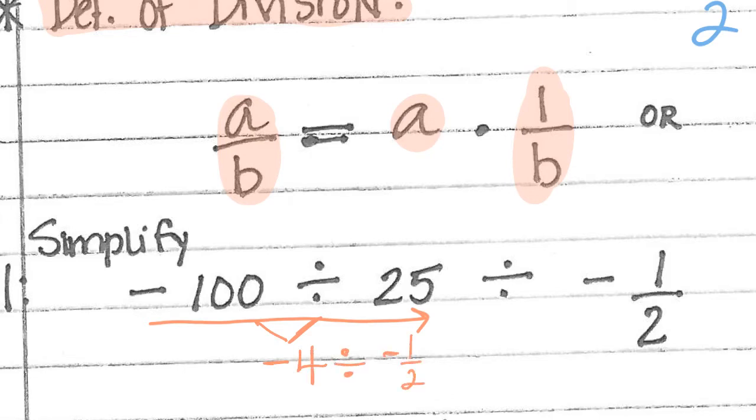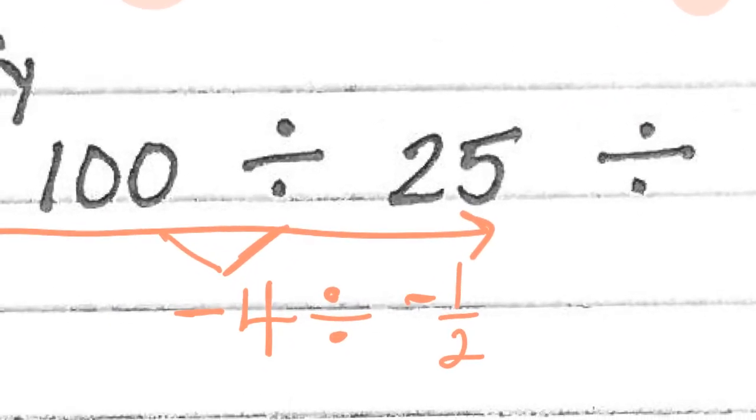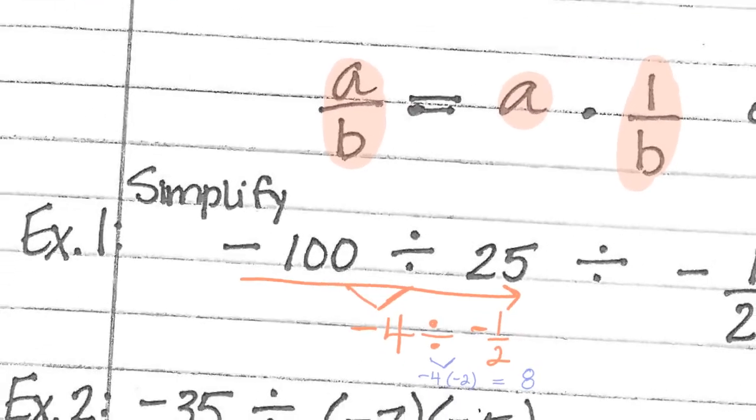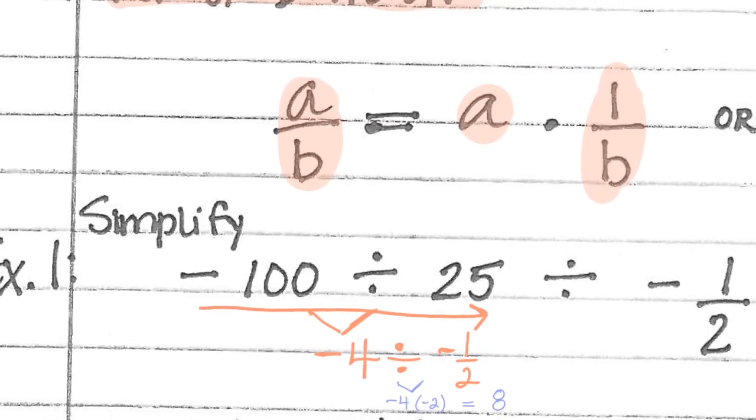And now I'm dividing by negative 1/2. But am I really dividing by negative 1/2? I'm really doing what? Multiplying by what? 2. So I'm multiplying by the reciprocal. So I would continue to show my work. Negative 4, and we are multiplying. We just multiply by the reciprocal. What's the answer here? 8. Get out your TIs. Let's go ahead and try to put this in our TI 84.